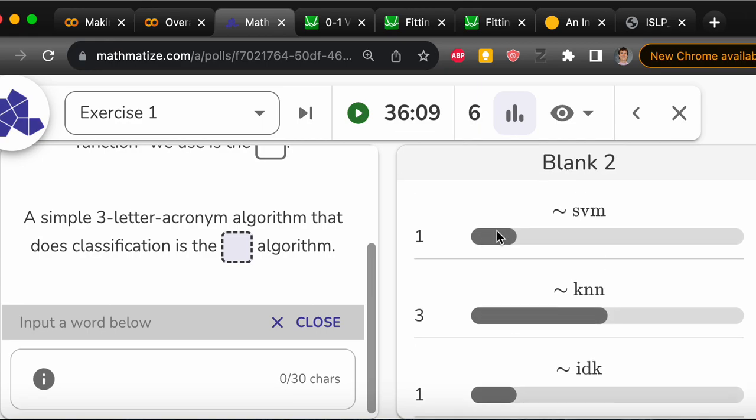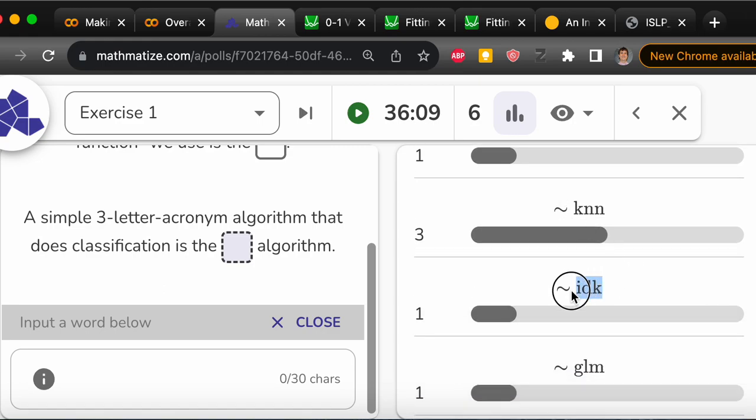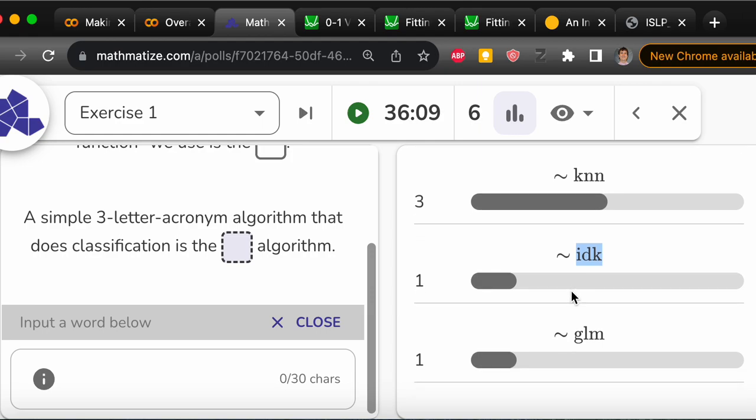So SVM. SVM stands for Support Vector Machine. That is an algorithm, and it does do classification, so I guess it's the correct answer to this. That is not the one that was in the videos, but I think that's the technically correct answer. It's a three-letter acronym, and it does classification. Is it simple? I don't know. SVM is a little hard to describe. You need to know what support vectors are and hyperplanes and things. IDK, another good three-letter acronym for I don't know.